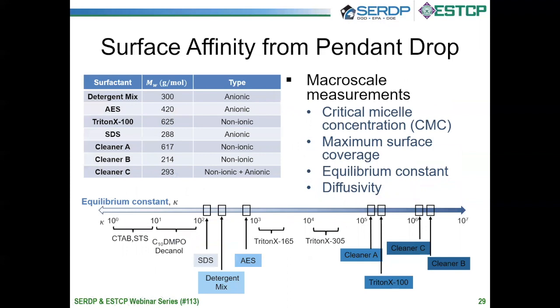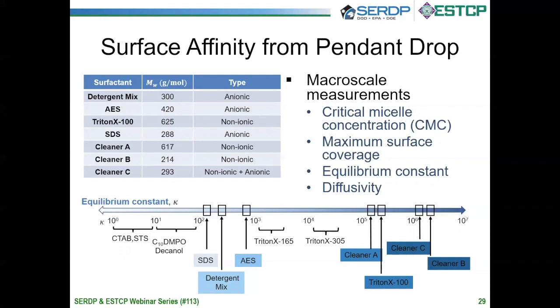So we perform measurements with the detergent mix, but then also wanted to compare that to model surfactants, well-known surfactants, sulfonated and hydrocarbon-based ones, AES, Triton X, SDS, as well as cleaners that are brought shipboard. So I just labeled them here, cleaners A, B, and C, and you'll hear more about these in the next talk. But just to point out here, these surfactants vary in molecular weight, so in size, as well as molecular structure, and they can even vary in whether they're charged or not. So they're quite different from each other.